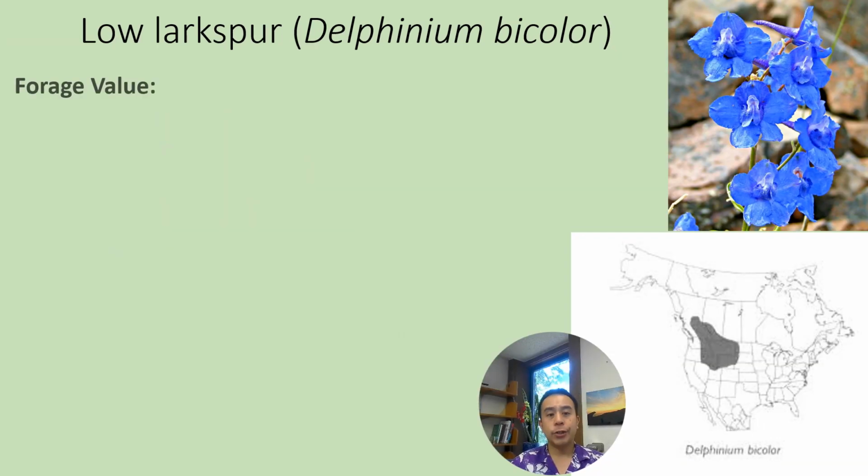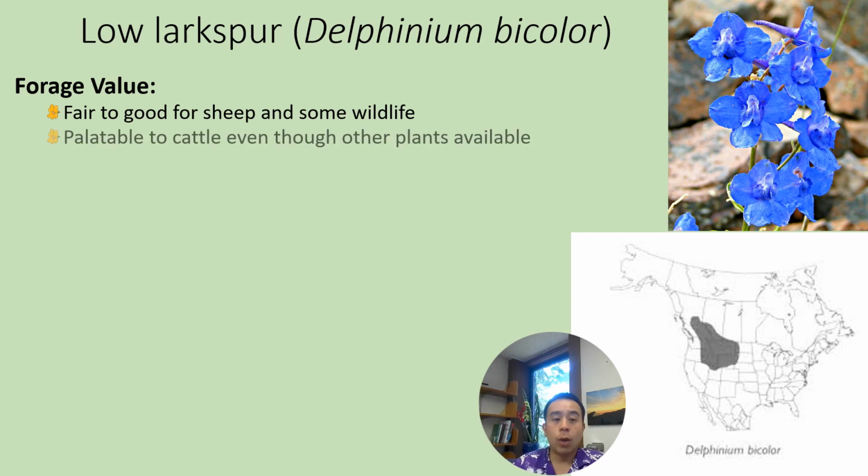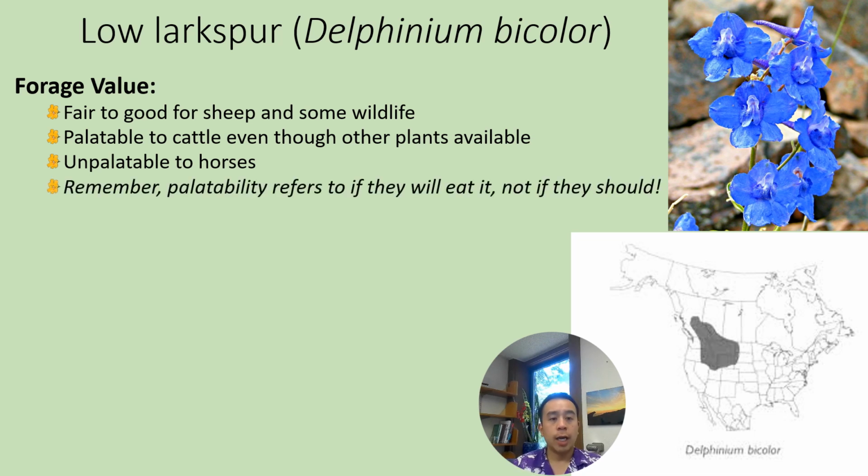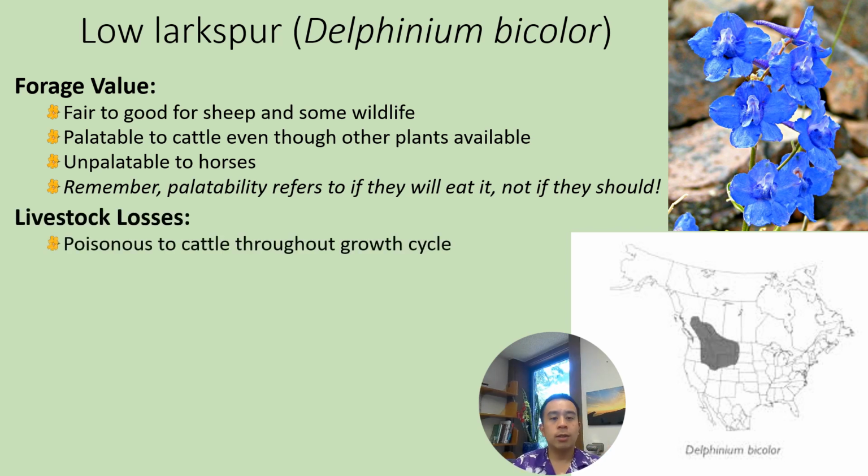So Delphinium bicolor has fair to good forage for sheep and some wildlife, and is palatable to cattle even when other plants are available, and unpalatable to horses. I do also just want to remind you all that palatability refers to whether an animal will eat that forage or browse, but it does not necessarily mean they should eat it or that it's non-toxic. That's because Delphinium bicolor can be poisonous to cattle throughout its life cycle. And so even though it is palatable, it can be toxic and not that great of forage.